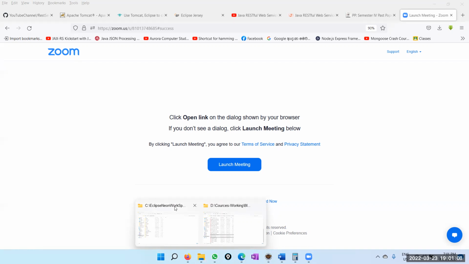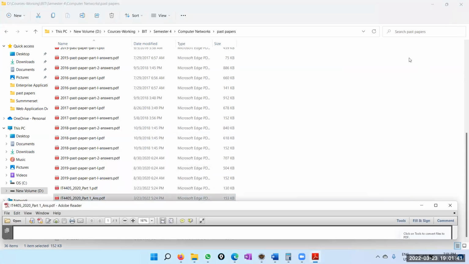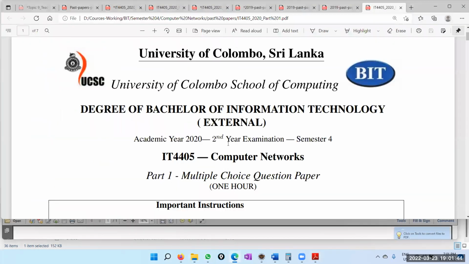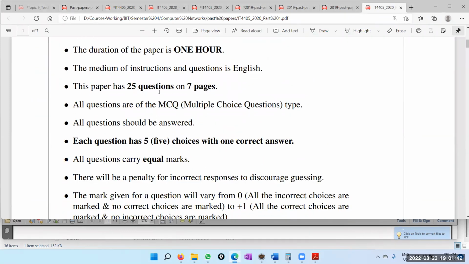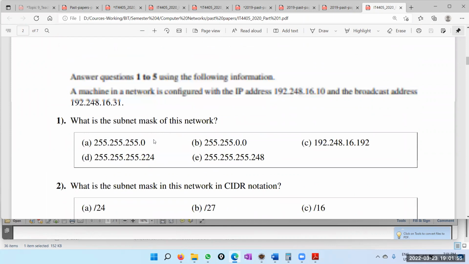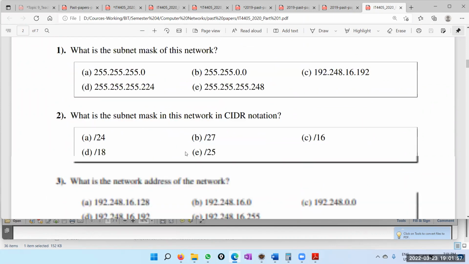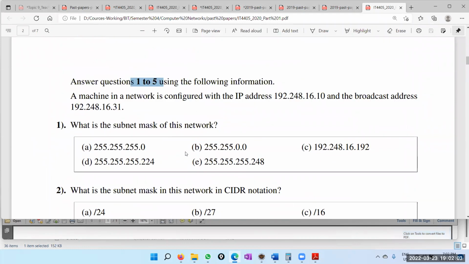Right. So let's take the 2020 paper MCQ, okay? So you get two papers, the MCQs, you get about 25 questions. Right, so let's take one by one. So you can see that question numbers 1 to 5 are related to subnetting, right? Subnetting. So let's quickly do it, because we did subnetting in great detail at the very beginning, about two months back, okay?